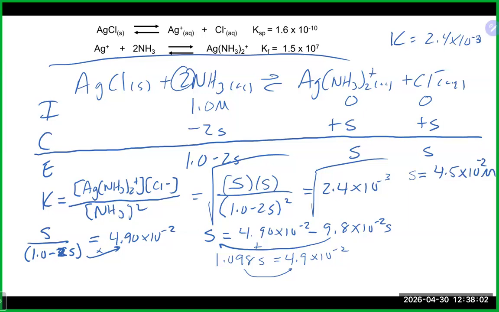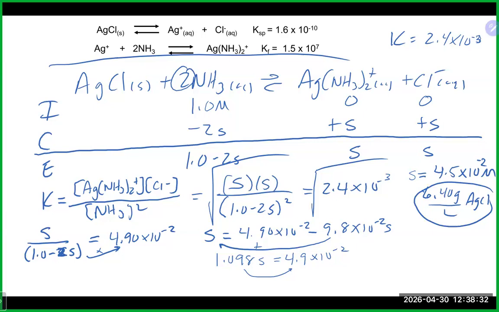And if we wanted it in grams per liter like we did earlier, we will end up with, what number goes there? 4.51. There it is. About, we'll call it 6.4 grams per liter is silver chloride's molar solubility in ammonia.